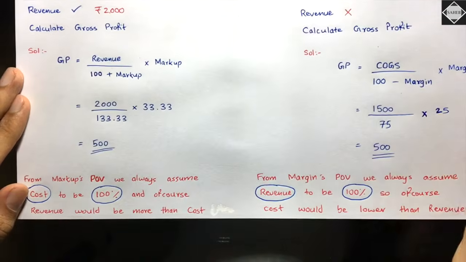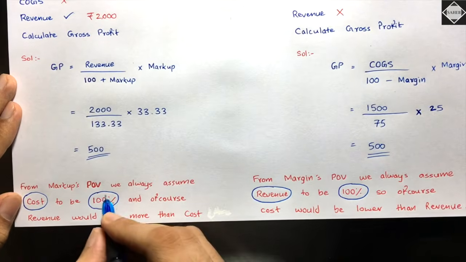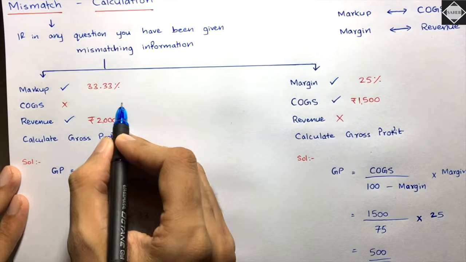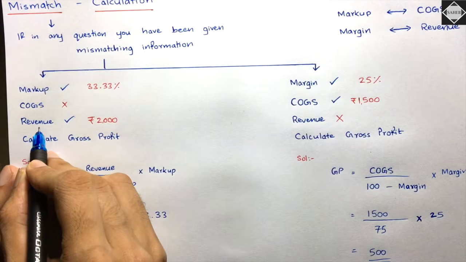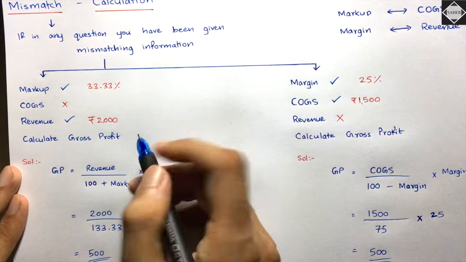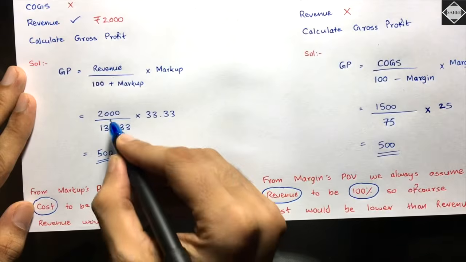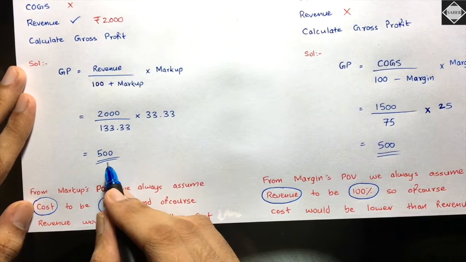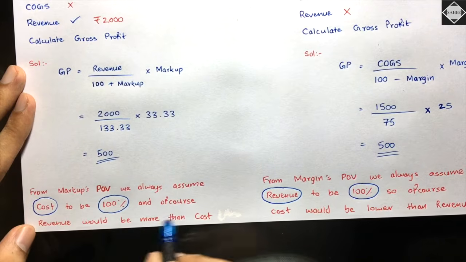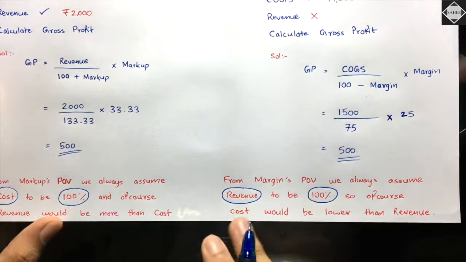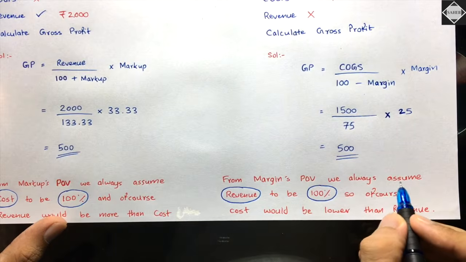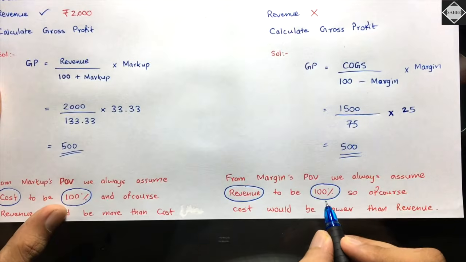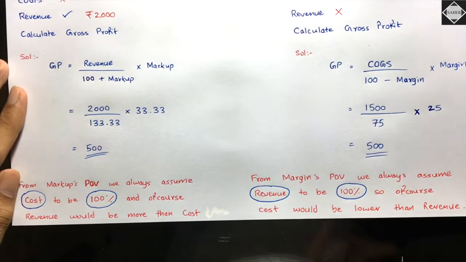See the red sentences over here. From markup's point of view, we always assume cost to be 100. So revenue automatically became higher than that, 133.33%. That's why we divided it like that, got 1%, multiplied with the markup to get the gross profit. And of course revenue will be more than cost. From margin's point of view, we always assume revenue to be 100%.